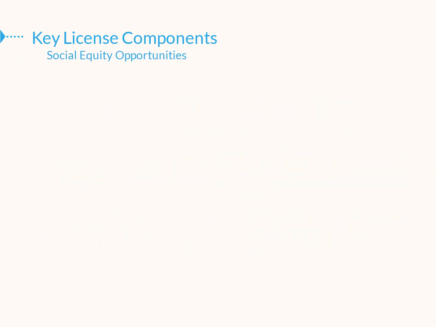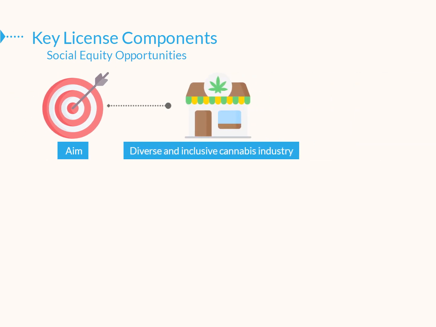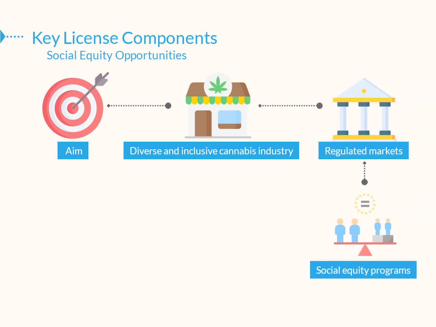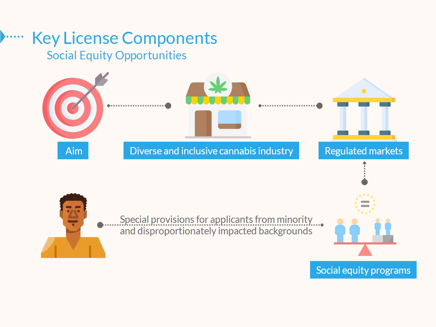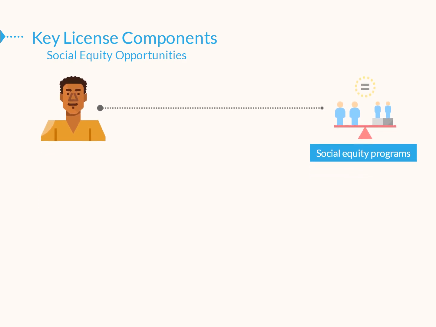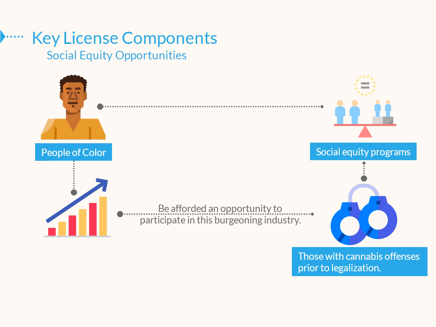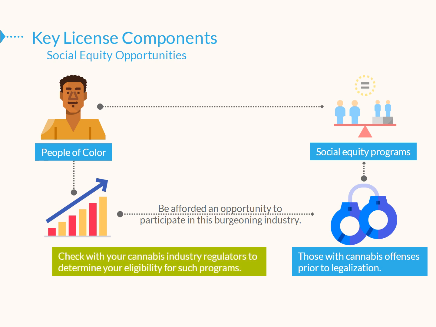Social equity opportunities. With an aim to make the cannabis industry more diverse and inclusive, most regulated markets have implemented social equity programs with special provisions for applicants from minority and disproportionately impacted backgrounds. These programs attempt to ensure that people of color and those with cannabis offenses prior to legalization be afforded an opportunity to participate in this burgeoning industry. Check with your cannabis industry regulators to determine your eligibility for such programs.